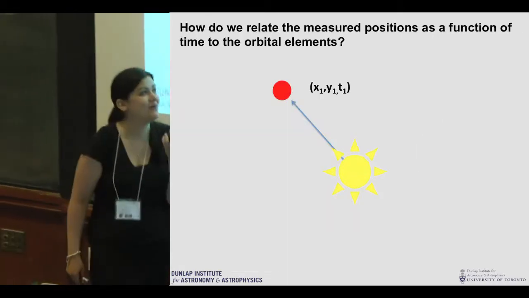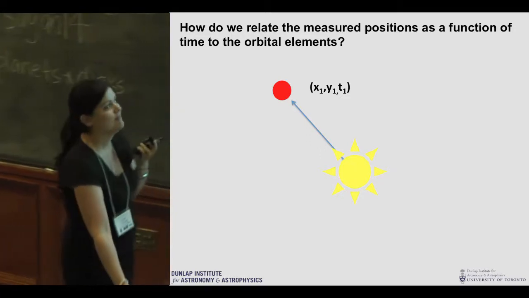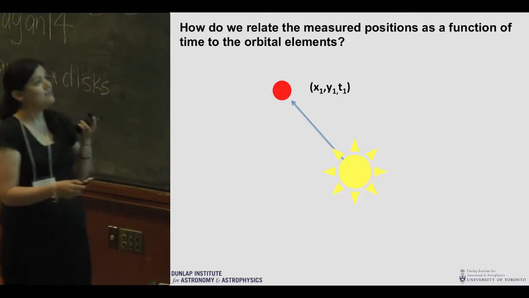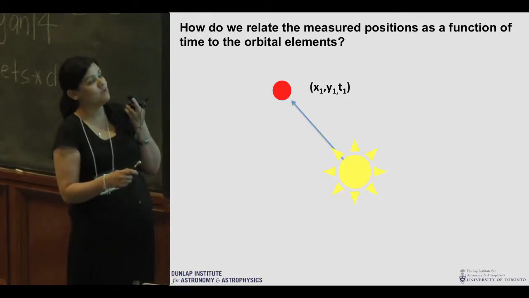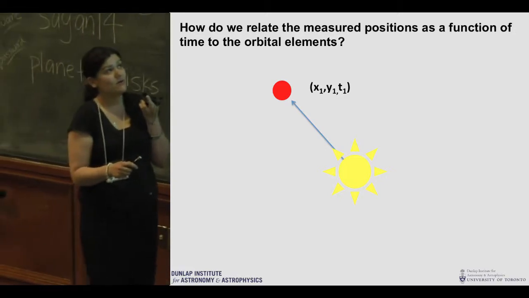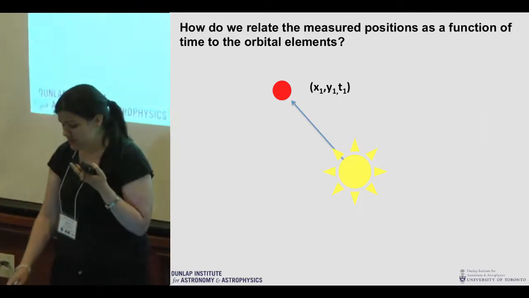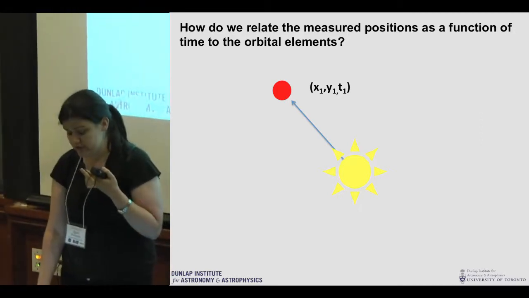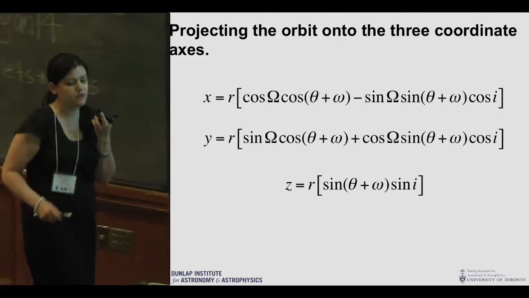Okay, so I keep saying, how does this relate back to what we actually measure? Just as a reminder, we measure the relative separations between the star and the planet, so x's and y's at some given time. How do we project this into these actual orbital elements that we're interested in measuring? So here's how we project these on.